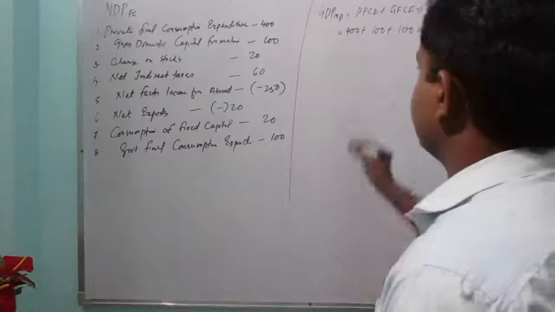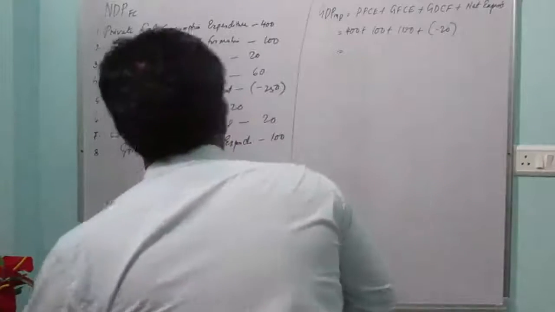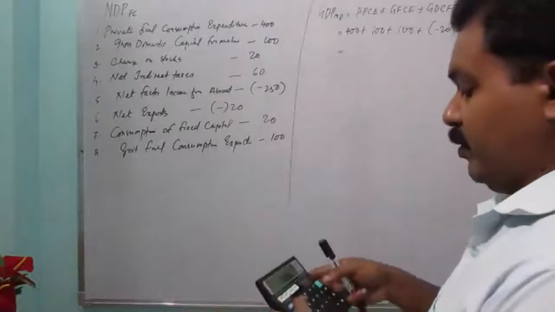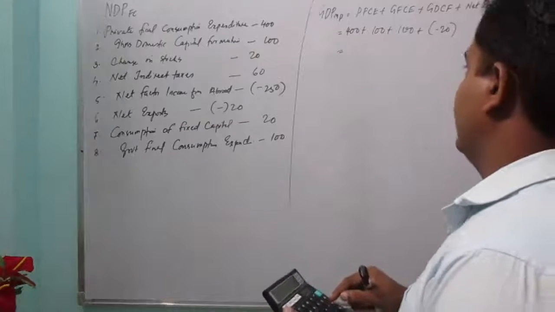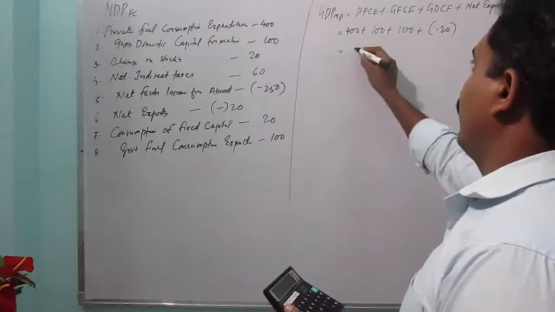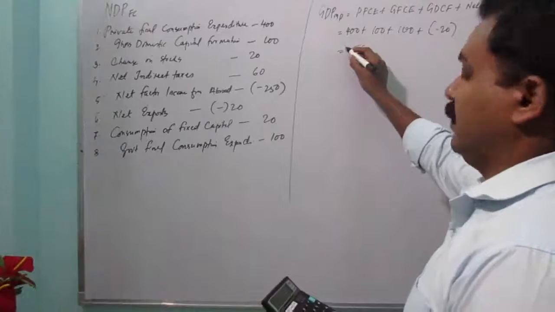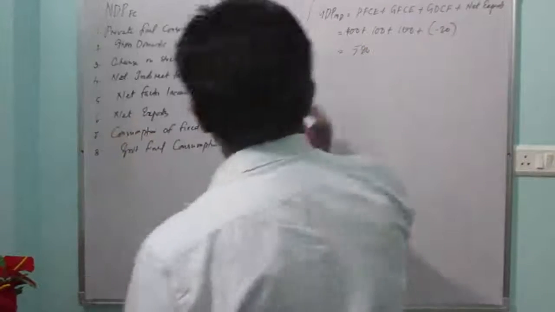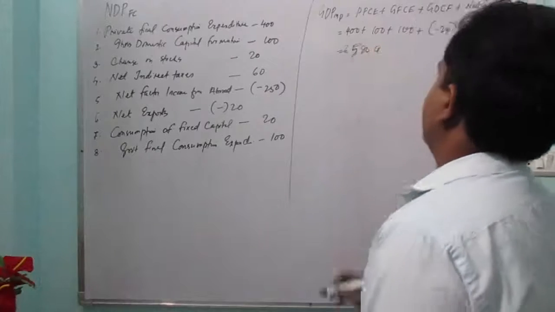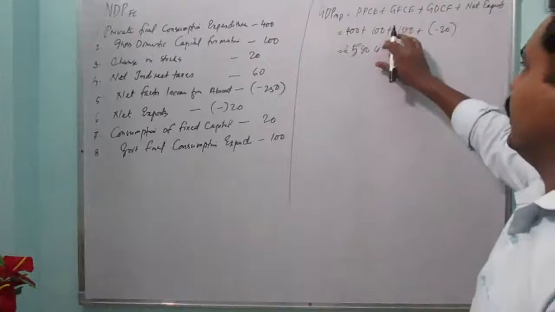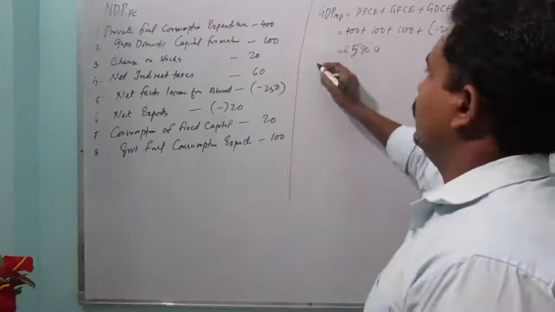Then what is the answer? We need to calculate: 500, 600, 580. That is in rupees crores, 580 crores.